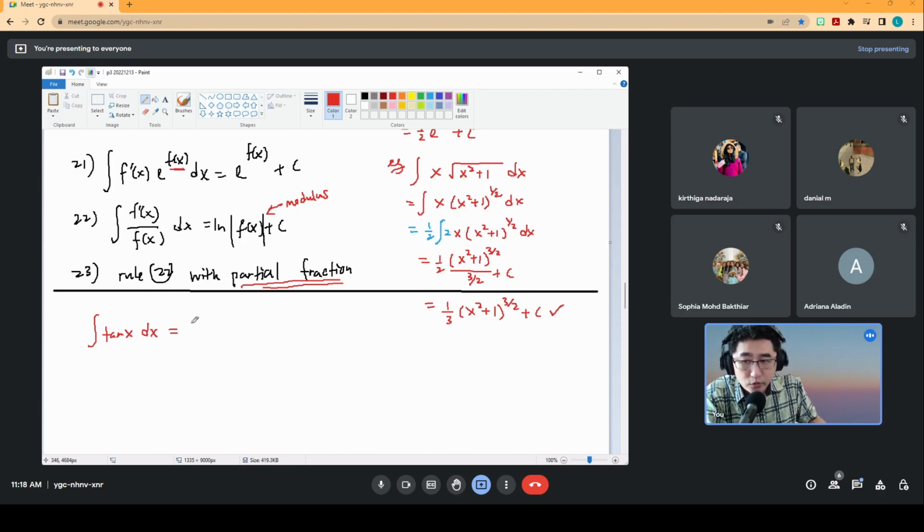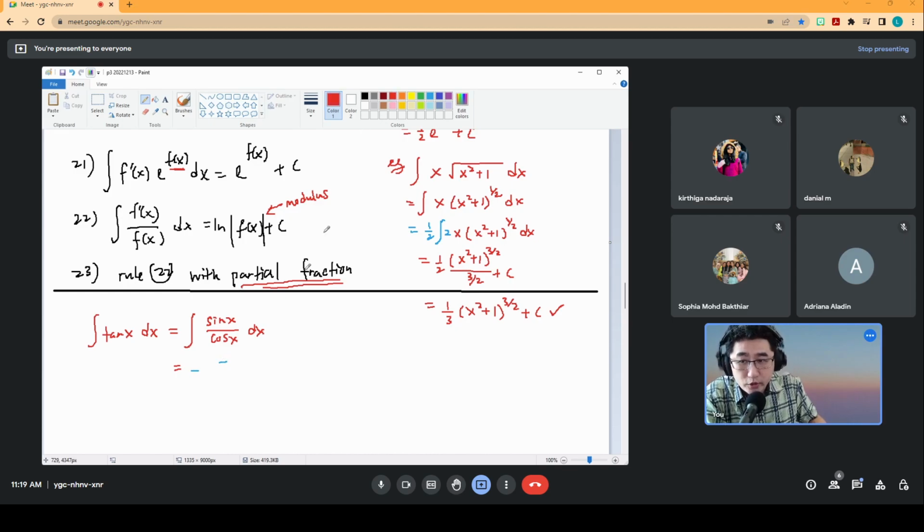So why is it rule 22? Let's look at it. Tangent, we know that it can be written as sine x over cos x. There is a fraction here, and in order to use rule 22, the top needs to be the differentiation of the bottom. Here, the derivative of cos is supposed to give me negative sine, but I don't have a negative sign. Therefore I need to do manipulation.